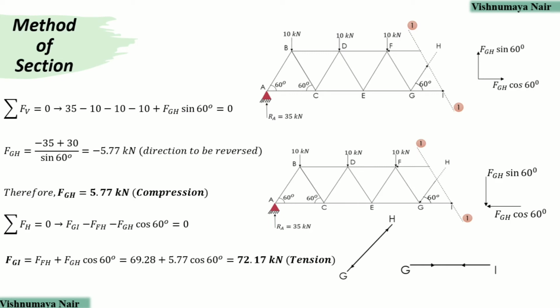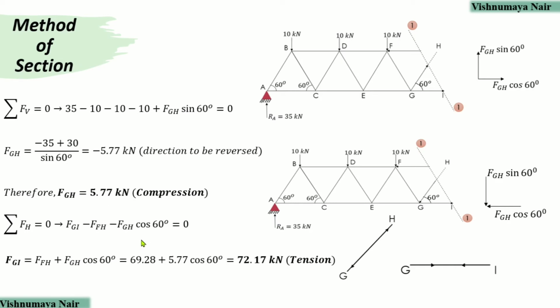Since this is negative, we'll have to reverse the direction of FGH. Initially, we assumed the direction to be going away from the joint G. Now, we'll have to reverse it so that it becomes towards the joint G like this. So, the horizontal and vertical components look like this. Now, due to this force FGH acting towards the joint G, there will be an equal and opposite force acting towards the joint H as well. So, the force induced in the member GH is represented by arrows going away from each other. So, the member GH is under compression. And the compressive force FGH is equal to 5.77 kilonewton.